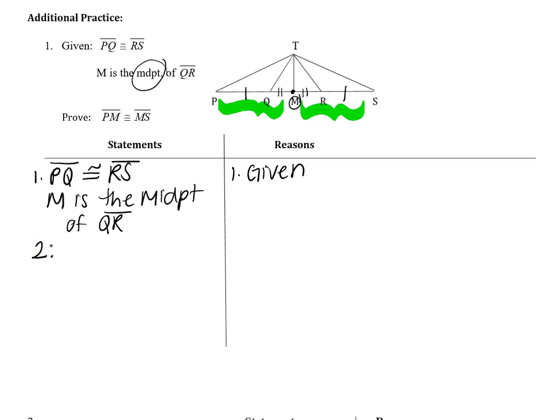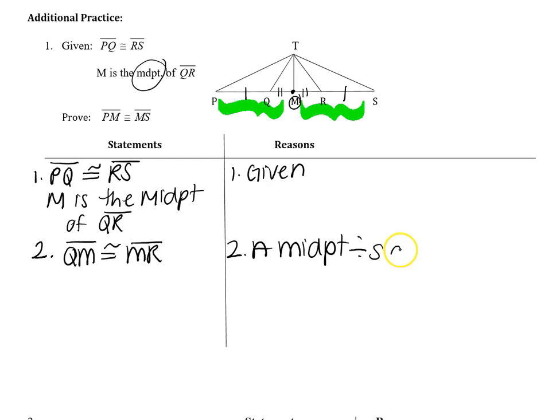Alright, so let's talk about the midpoint first. If M is the midpoint of QR, then I know that QM and MR are congruent. That's because a midpoint divides a segment into two congruent segments.